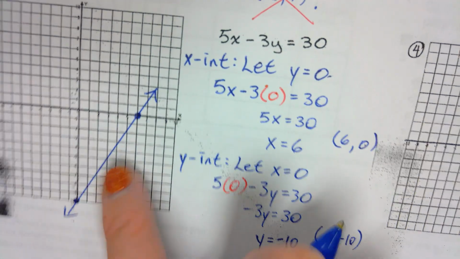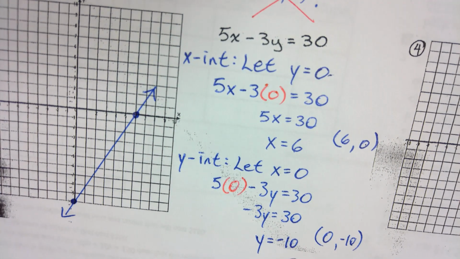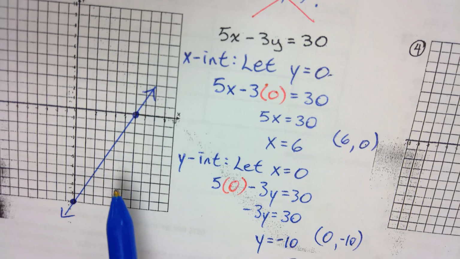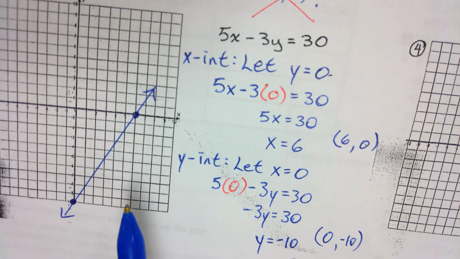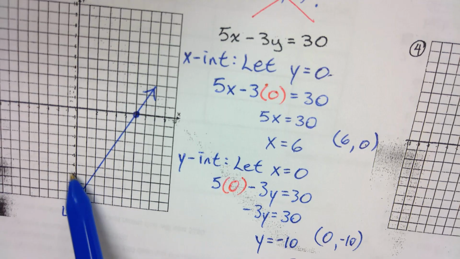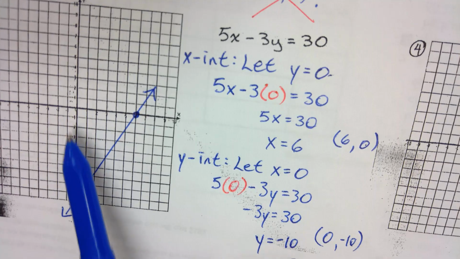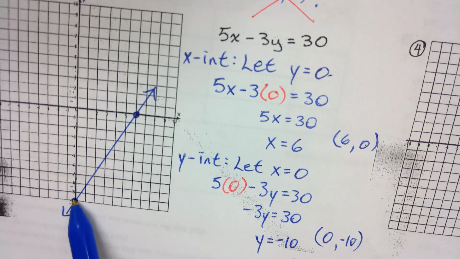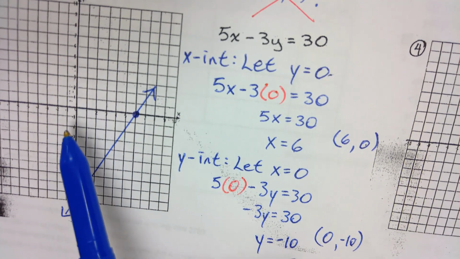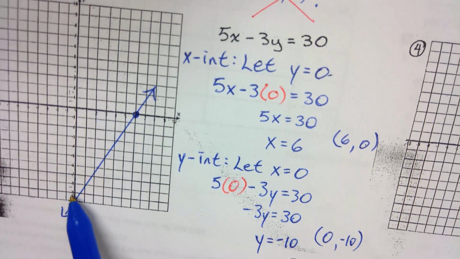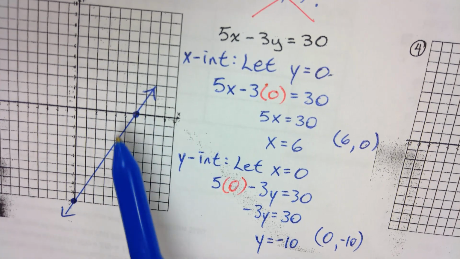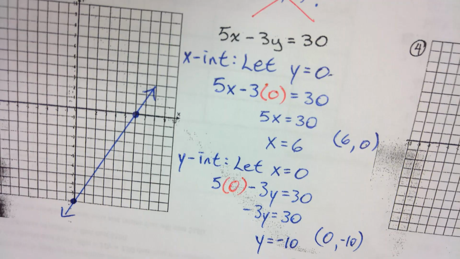By the way, what's the slope of this line? Since I have the two x and y intercepts, what's my slope here? Before you reduce? 10 over 6, right? I went up 10 and over 6. So 10 over 6, and then after I reduce it, 5 over 3.